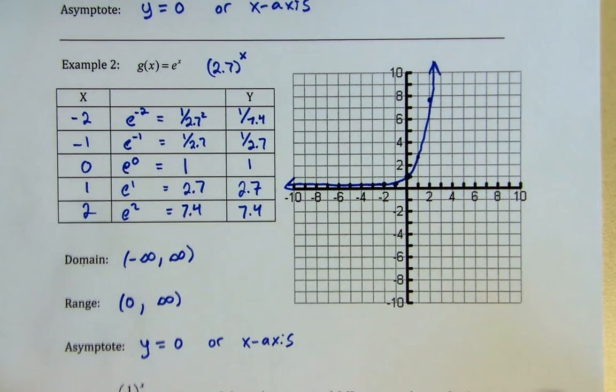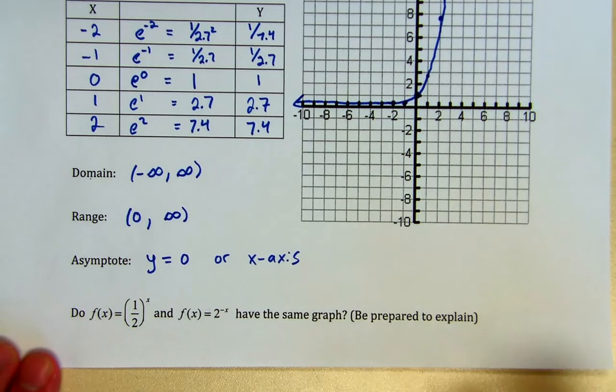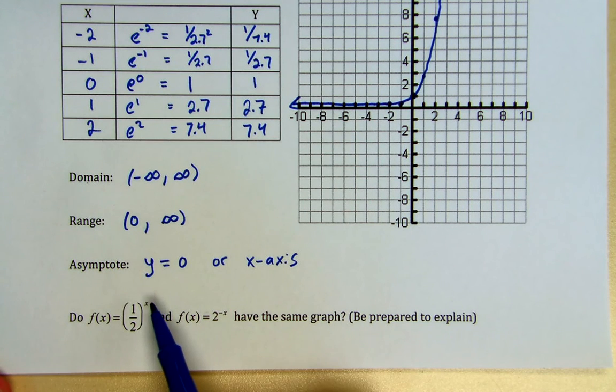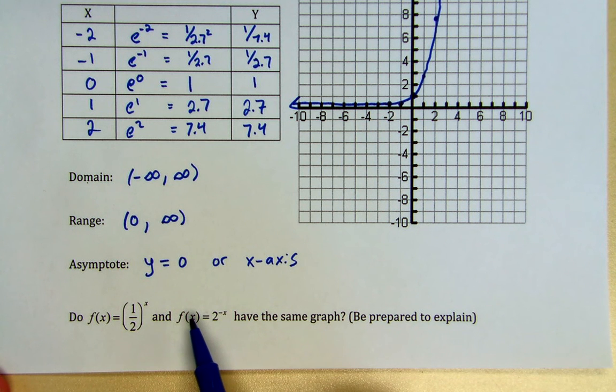So here is my question for you to think about and bring to class tomorrow. Is the graph of f of x equals 1/2 raised to the x power and the graph of f of x equals 2 raised to the negative x power the same? So are these two functions the same exact graph? Be prepared to kind of explain your reasoning behind that.